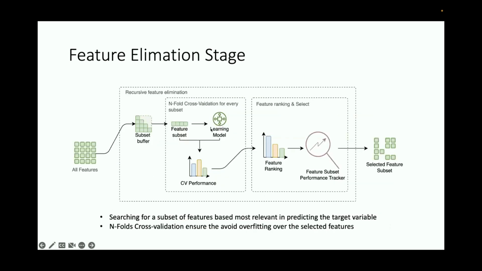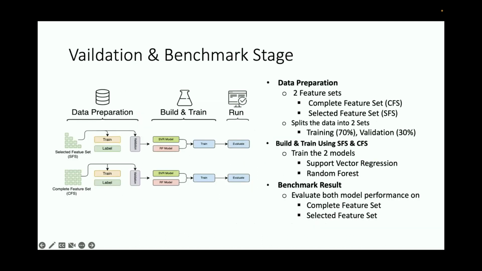So the feature elimination stage actually takes all the features into a subset buffer, and then we do a 10-fold cross validation for every subset, and we try to track each feature's performance, and then we select the final best features in a subset. So the last stage is the validation and benchmark stage.